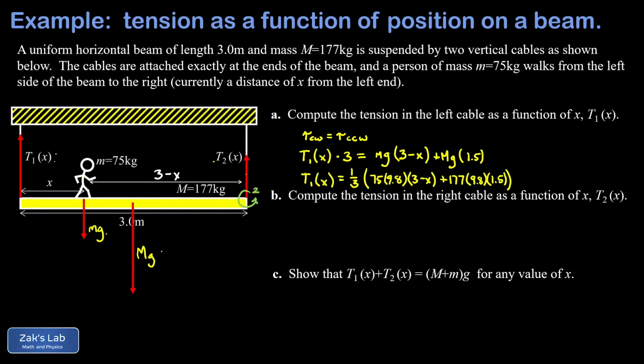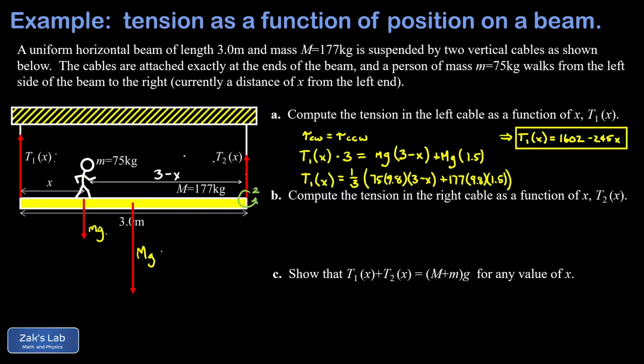So we plugged in the mass of the person, that was 75 kilograms. The mass of the beam, 177 kilograms. We're using 9.8 as an approximation for g. And when we collect all the constants in that expression, we get 1602. The units on that is newtons, and then minus 245x.